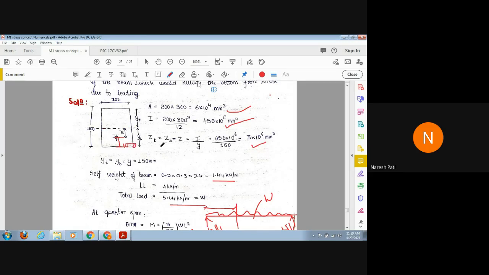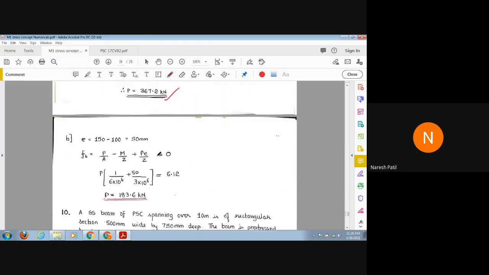From here it is 100. So what should be the eccentricity? Eccentricity is 150 minus 100. So E will be 50 mm.